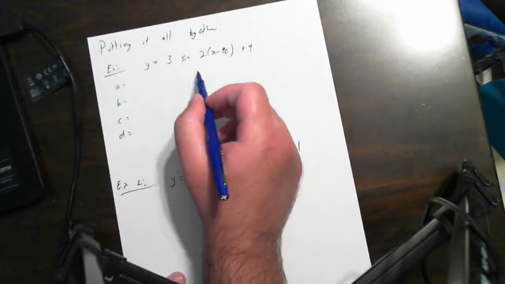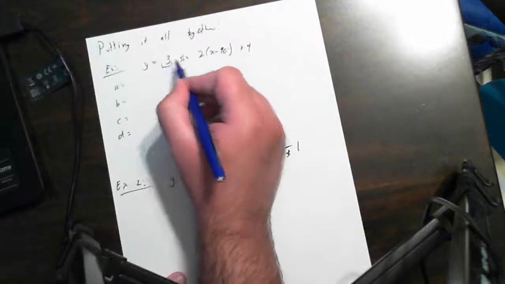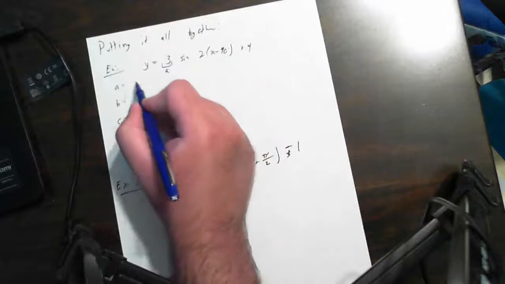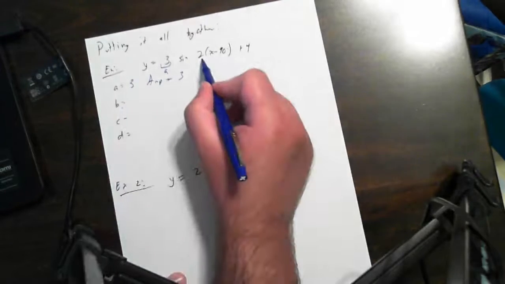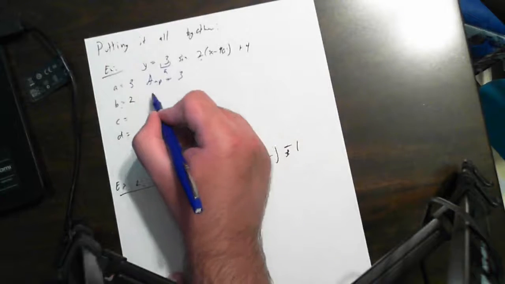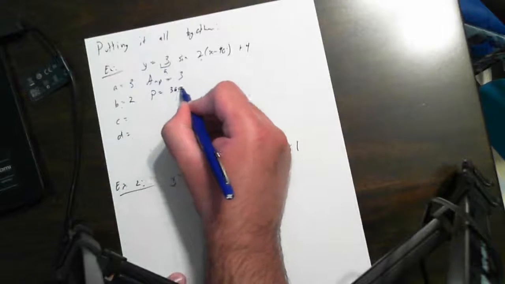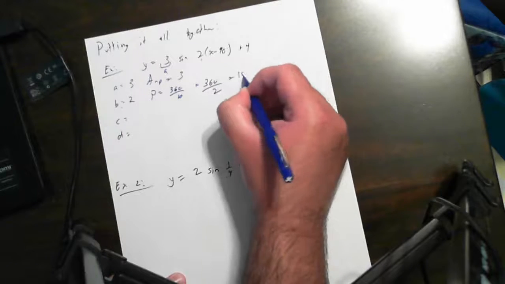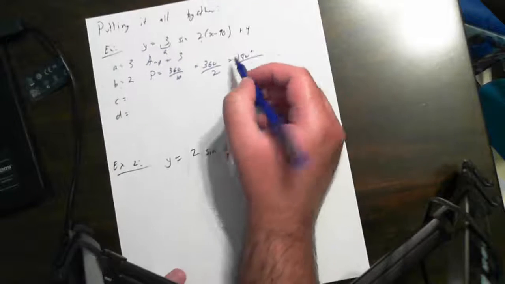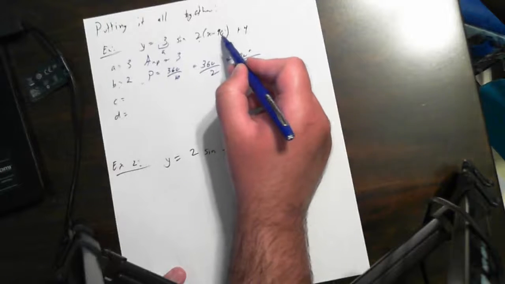So this is an example that we started at the start of the session. So this is my A value. So if A is 3, that tells me my amplitude is equal to 3. My B value here is 2. So if B is 2, that means my period is 360 divided by B, which is 360 divided by 2, which is 180. Okay?